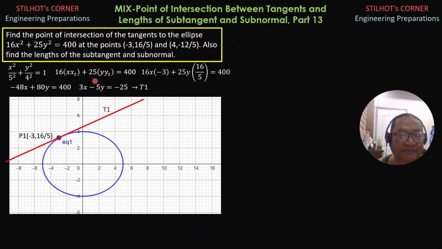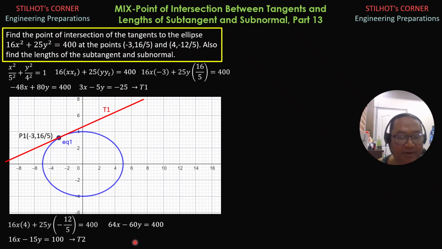Then for the second tangent, we simply substitute x_t equals 4 and y_t equals negative 12 over 5. So 16x times 4 plus 25y times negative 12 over 5 equals 400. Simplifying, that's 64x minus 60y equals 400. Simplifying further, that's 16x minus 15y equals 100. Tangent 2. So the point of tangency is 4 comma negative 12 over 5 and the second tangent is as shown. Tangents 1 and 2 will definitely meet somewhere very far.